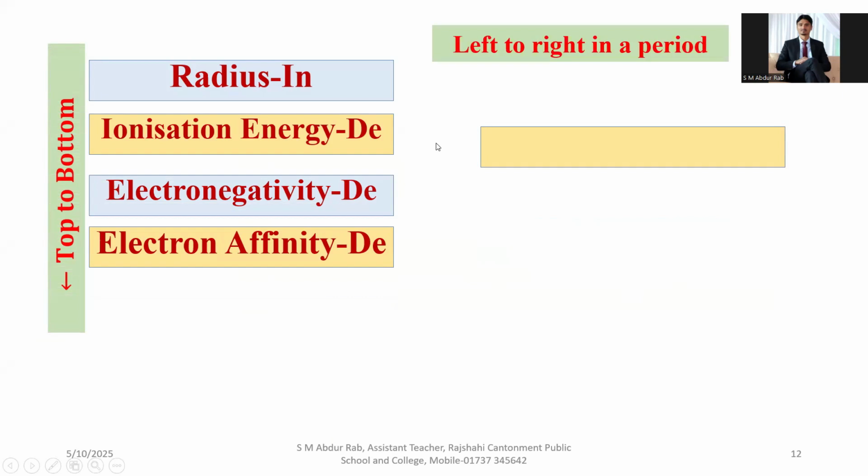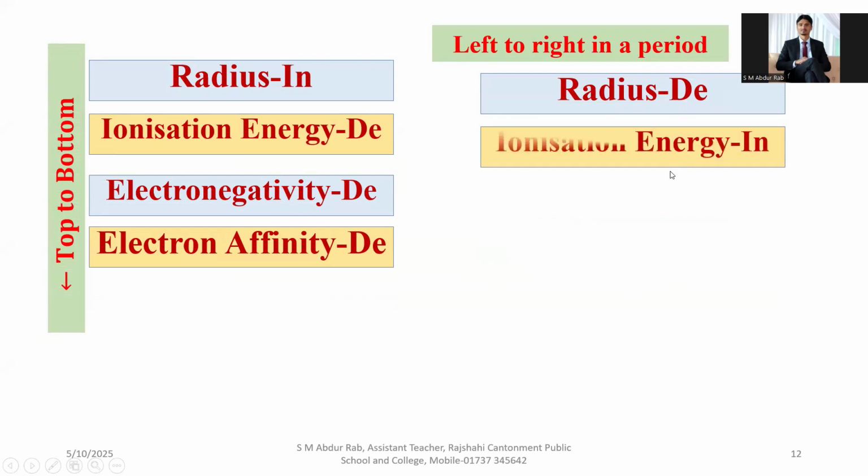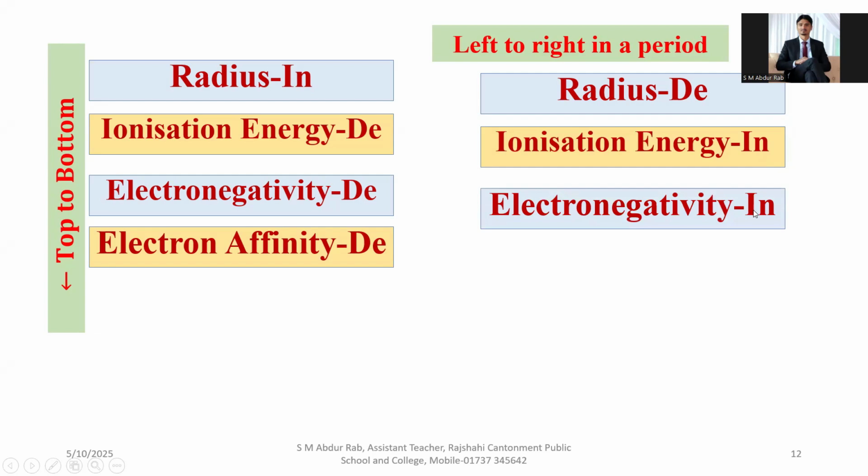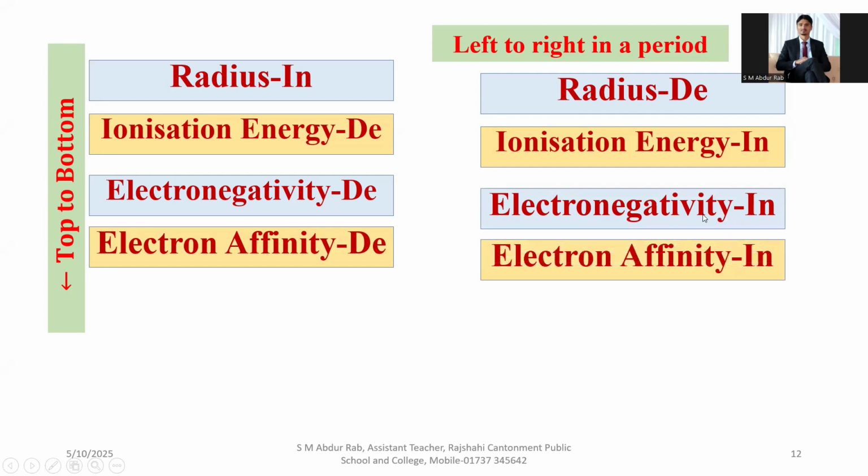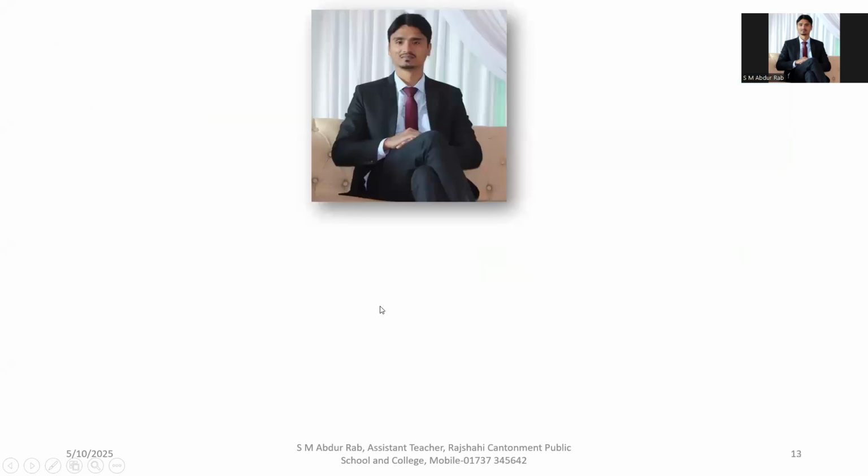And, my dear friends, what happens when you move left to right in a period? Atomic radius decreases. With the decrease of atomic radius, ionization energy increases, electron affinity increases, electronegativity also increases. So, my dear friends, today we learned four topics: radius, ionization energy, electronegativity, and electron affinity.